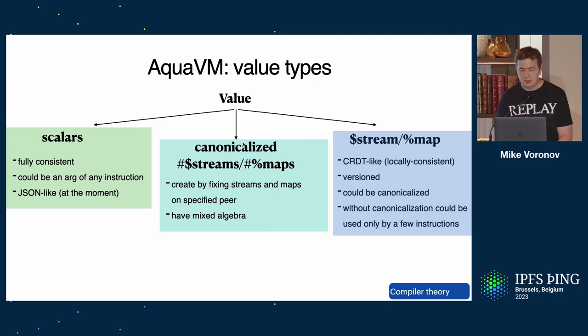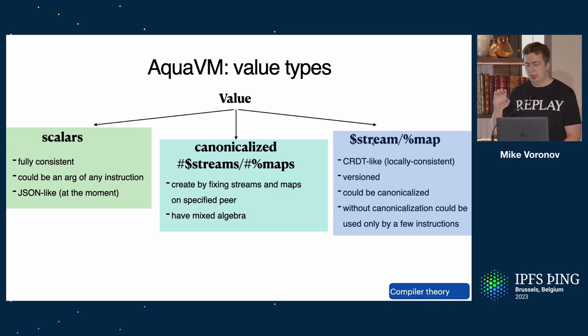Okay, and there is a third value type that's called canonicalized. With these CRDTs, it's only possible to write values. But if you want to read, you need to fix the stream or map on a particular peer. You need to obtain a particular copy that you want to read from. And with this value type, it's possible to do that with the canon instruction. But why is it a different value type? Because it has mixed algebra between scalars and streams. If you want more details, please ask me questions, because it's too much for one talk.